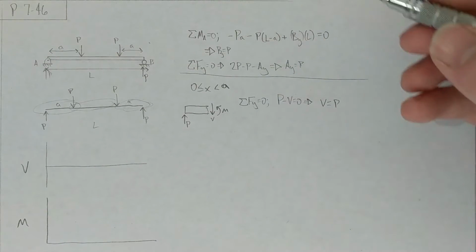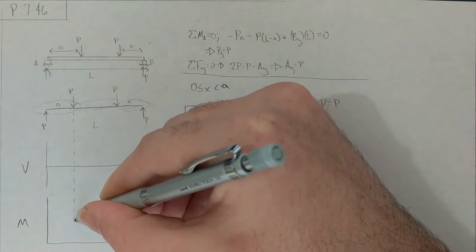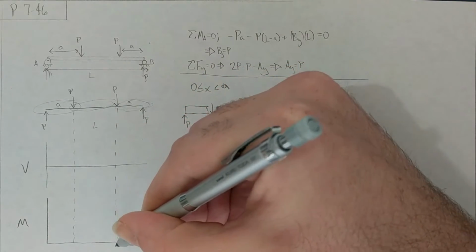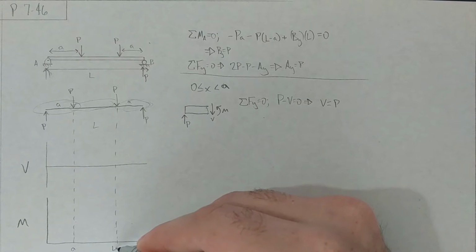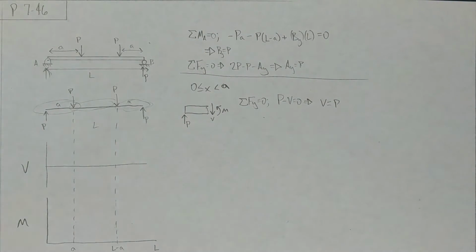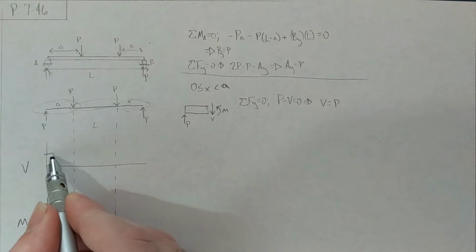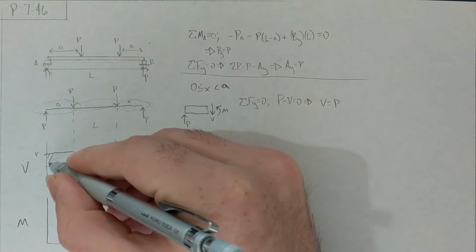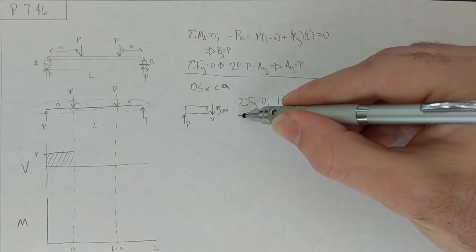Great. And so, actually, let's just go ahead and bring this down. Alright, so this is distance A, this is distance L minus A, and then this is L down here. Alright. So V is equal to P up until A. That's P. Now if we do our moment.